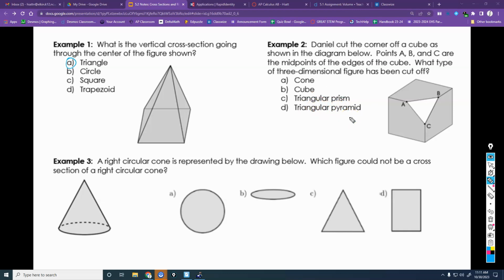All right. Has everybody picked one? Okay. How many of you think A? B? C? Okay, we got 3 or 4 for that one. Okay, D. D's are correct. It's going to be pointy. Triangular pyramid.